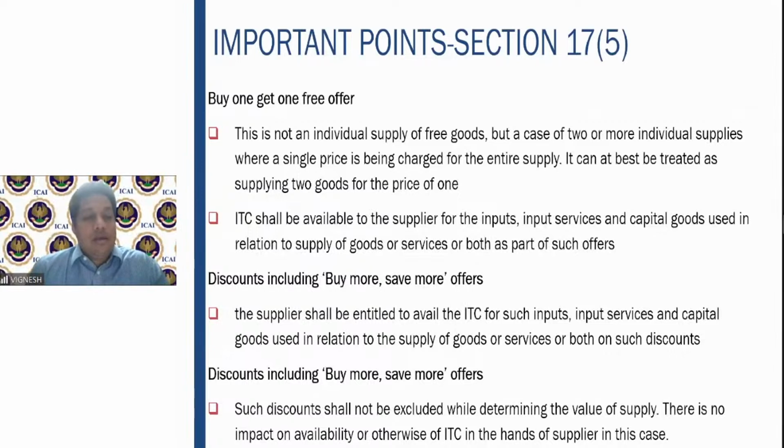And the next one, discounts including buy more, save more offers. A lot of offers these days. If you see any online e-commerce site, you will understand. You buy more and more, you'll save more and more. Right? So in that particular situation also, ITC can be availed. There is no restriction whatsoever. In this case, discounts shall not be excluded while determining the value of supply. There is no impact on availability of ITC. So whenever you are determining the value of supply, you have to reduce the discount also because the discount is given upfront. There is no impact of input tax credit whatsoever.